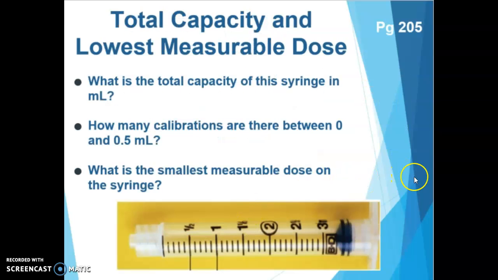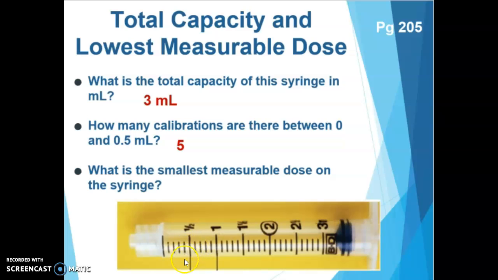Okay, so let's look at some calibration markings. What is the total capacity of this syringe in milliliters? The whole thing looks like it will hold 3 mils, right? How many calibrations are there between 0 and 0.5? Between 0 and 0.5 it looks like there's 1, 2, 3, 4 little lines. You actually have to count that last one too. So there are 5 calibration markings.